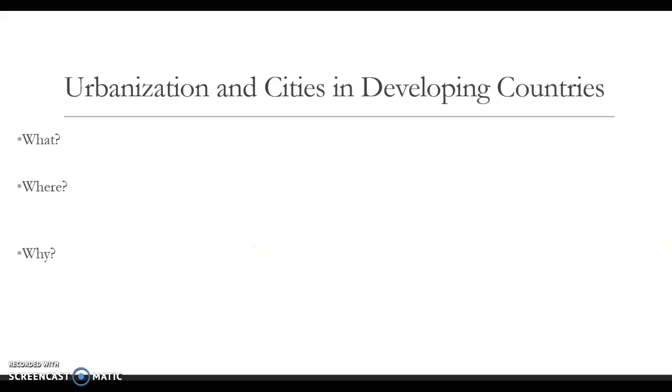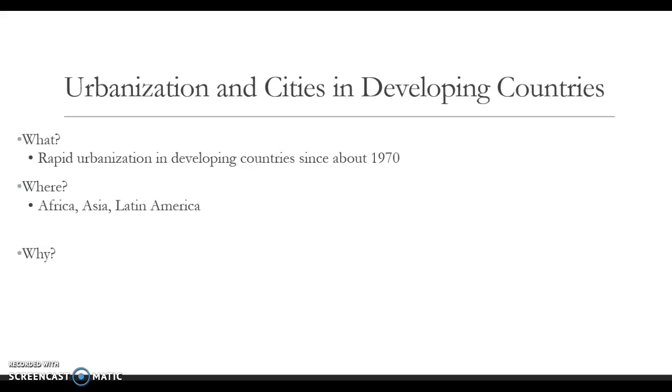When we look at cities in developing countries, we again try to classify how these cities are different than some of our older cities, some of our cities that are found in North America and Western Europe that grew beginning in the 19th century during industrialization. When we ask ourselves, what are these cities? We recognize that these cities are the result of rapid urbanization that has been occurring in our developing countries since around 1970. This is occurring in Africa, Asia, and Latin America.